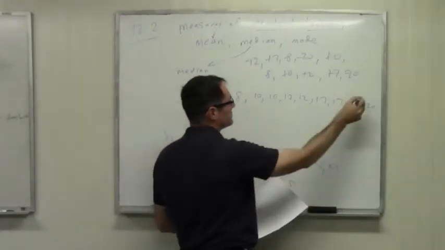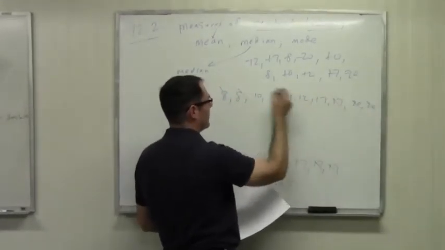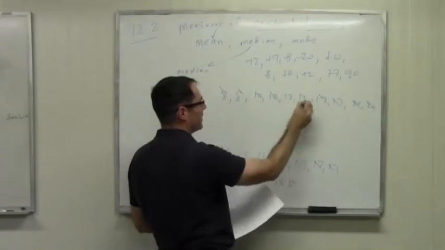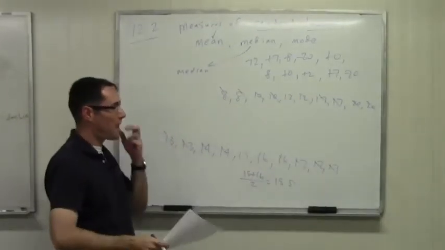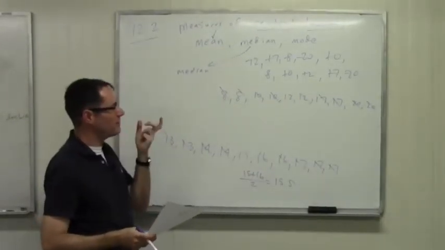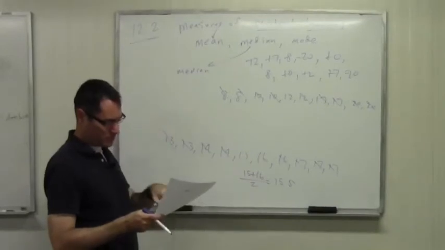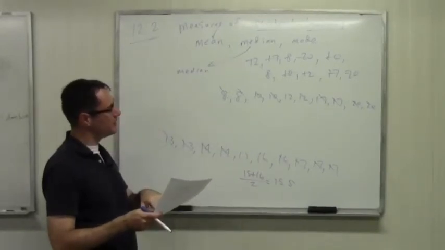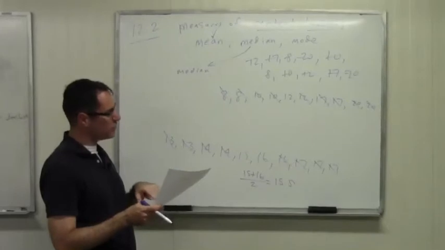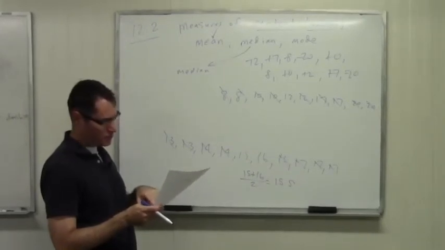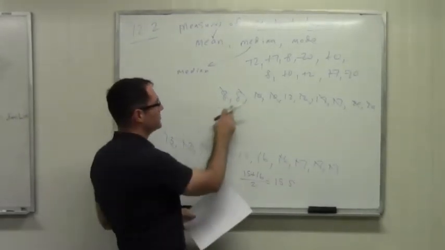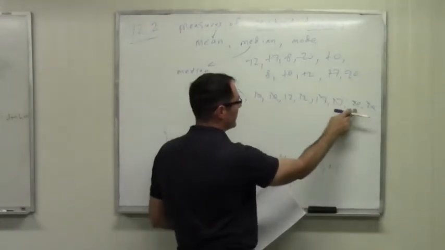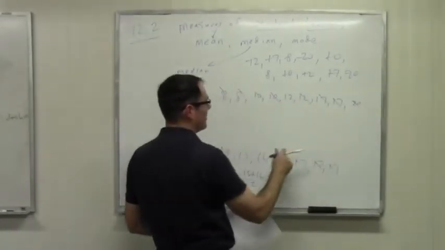1, 2, 3, 4, 5, 6, 7, 8, 9. What's the median? 12. Did I do that right? So 12, 17, 8, 20, 10. Sorted: 8, 10, 12, 17, 20. 1, 2, 3, 4, 5, 6, 7, 8, 9, 10. You're right. Let's just say that one. There. Now it's 12.